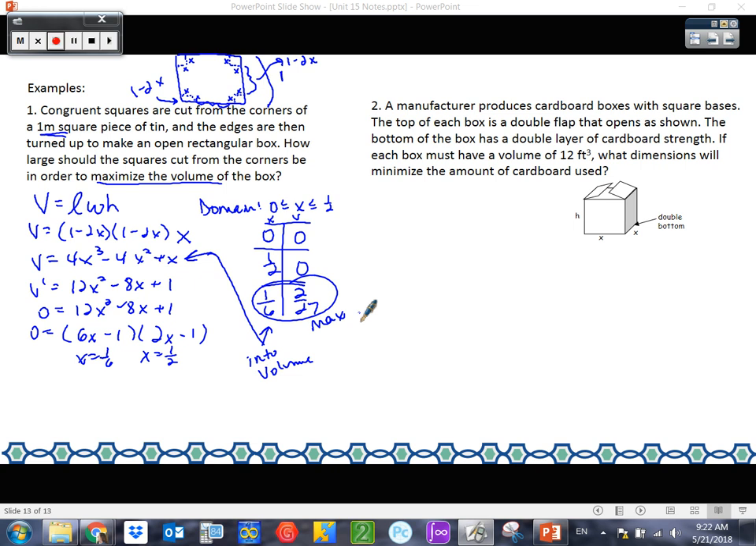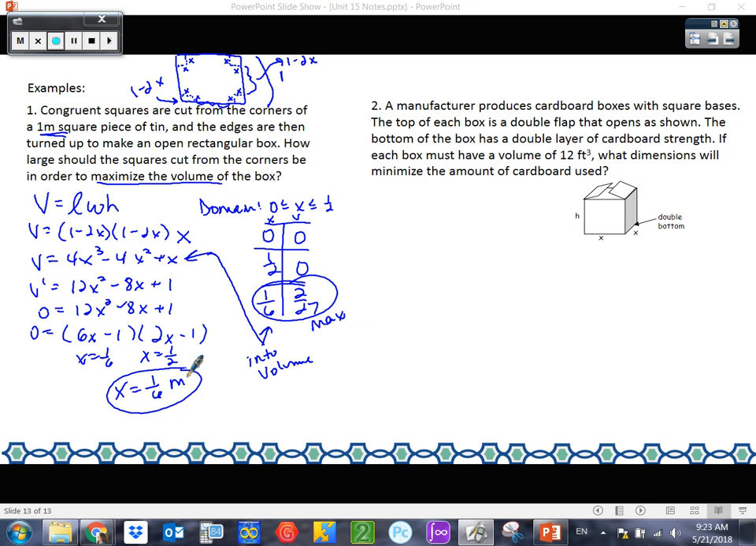Now let's see what question they want us to answer. How large should the squares be cut from the corners in order to maximize the volume? So they just want to know what x is, don't they? That's all. So x is 1/6, and we always need to put units if we have them, so 1/6 meters. So that's the answer to the question.